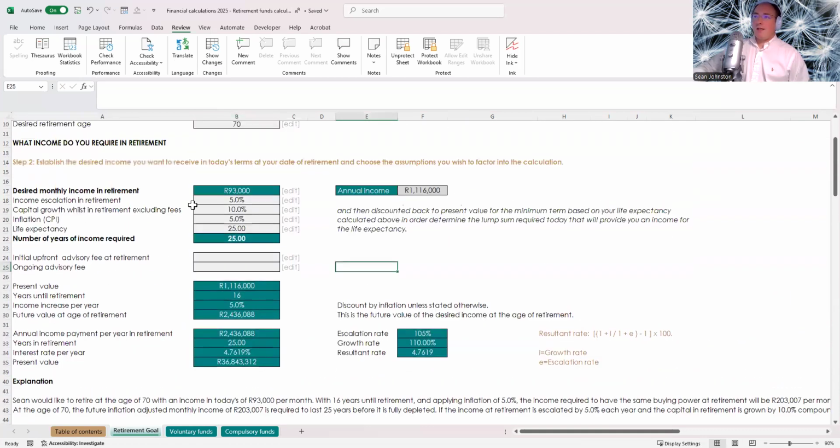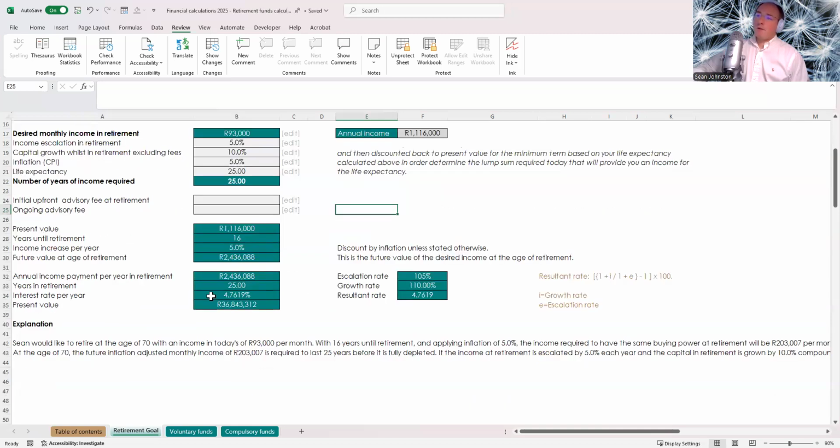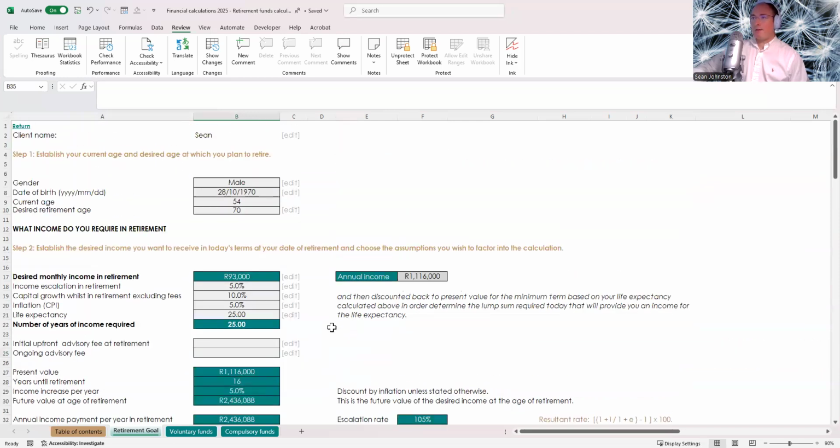Now, you can change any assumption over here. It's entirely up to you. That's why it is for educational purposes. When you actually formulate a strategy with your financial planner, you would factor in these things and then monitor it on an ongoing basis. Now, that's the starting point. Now you've got 36.843 million Rand is what we need.